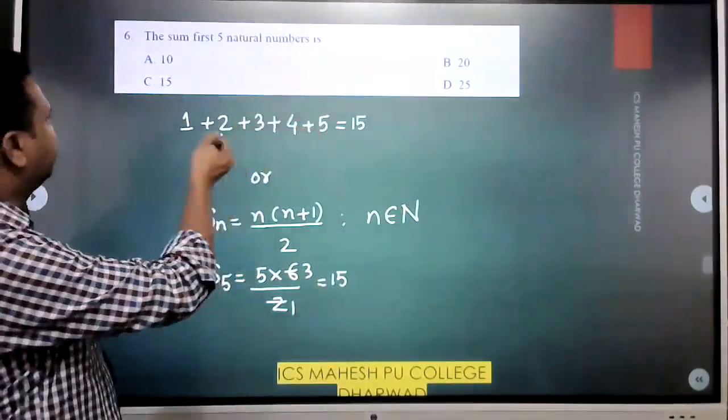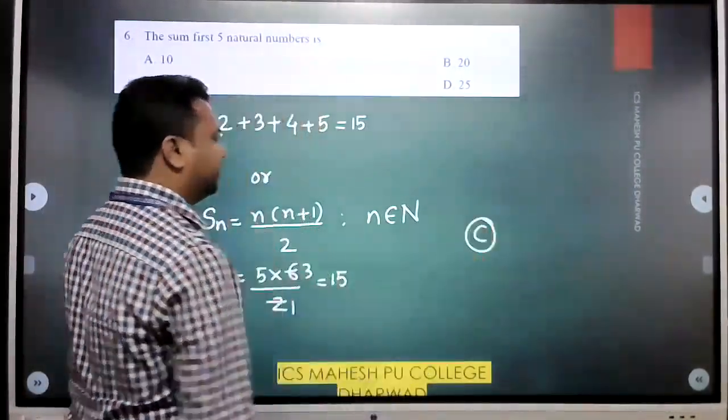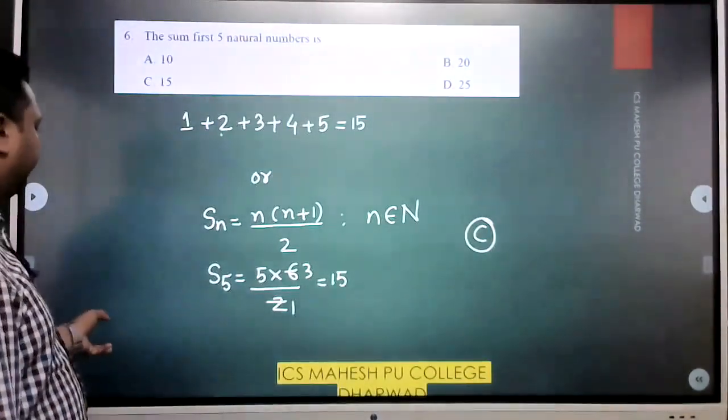So you can use the options A, B, C, D. I think C is the right answer in this case. Option C is correct. Fine.